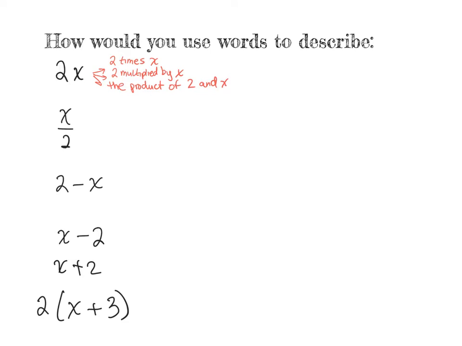What words could you use to describe this here that you see right here? The quotient of x and 2. Nice. The quotient of x and 2. X divided by 2.